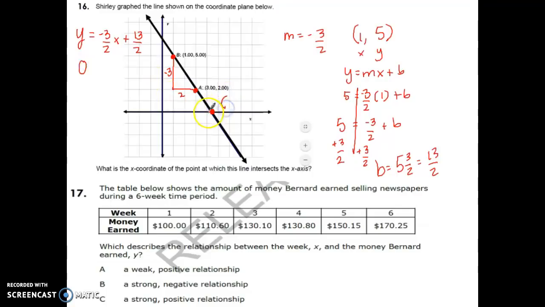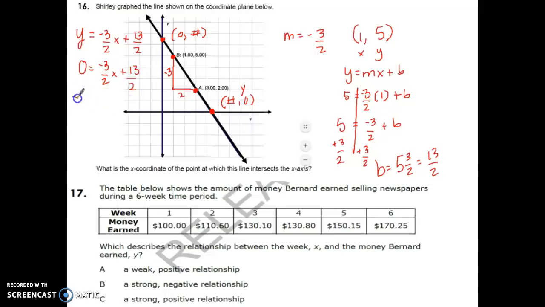Let's talk about the intercepts. The y-intercept is always 0 and a number. The x-intercept is always a number and 0. So your y is going to be 0. So y is equal to 0, negative 3 halves x plus 13 halves.